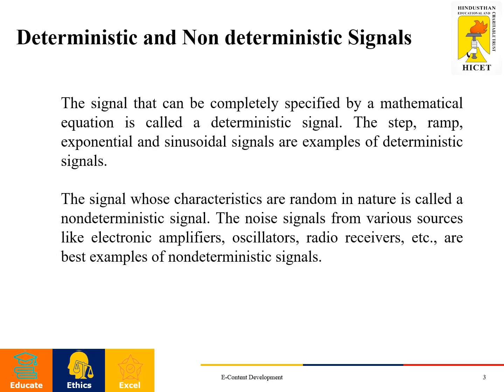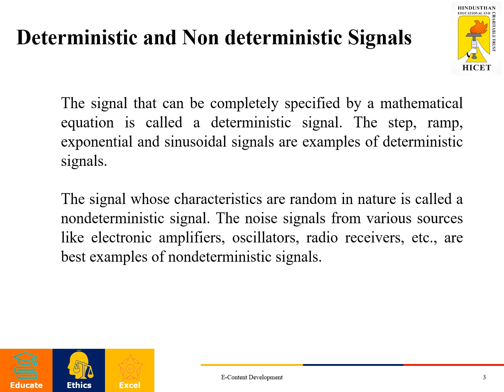The first classification, deterministic and non-deterministic signals. The signal that can be completely specified by a mathematical equation is called a deterministic signal. Let's say for example, x of t equal to u of t. This u of t is nothing but a step signal, or x of t equal to r of t, which is a ramp signal. So step, ramp, exponential and sinusoidal signals are examples of deterministic signals.